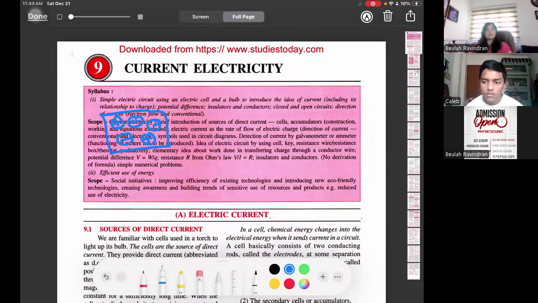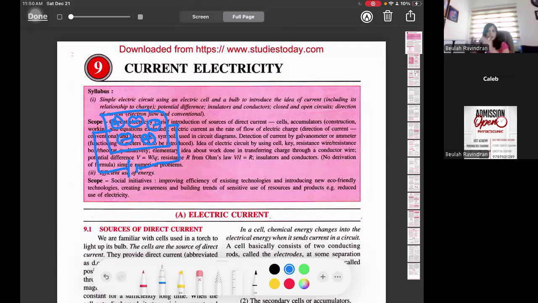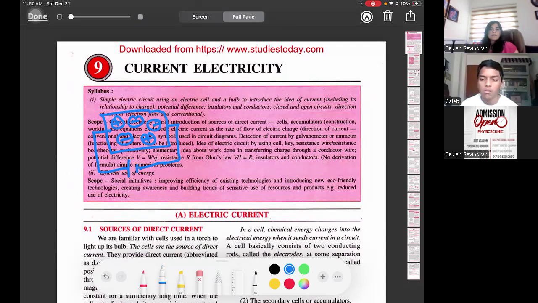Suppose the outermost electrons, or the valence electrons, absorb energy. Then it may go to a higher excited state, that is, a higher energy level. So there the force of attraction is reduced. The nuclear force of attraction is somehow reduced.